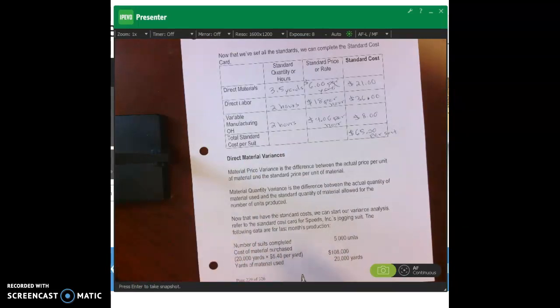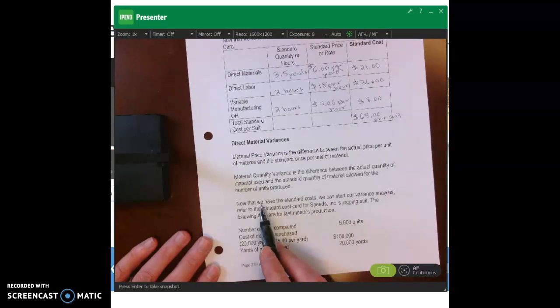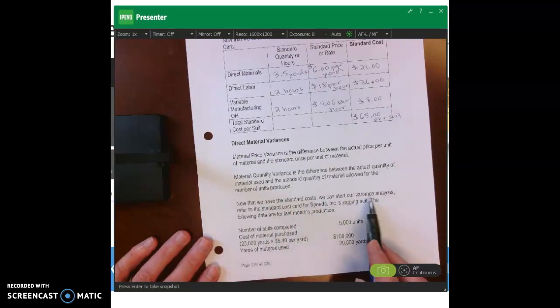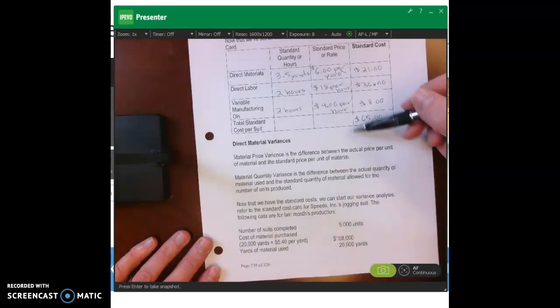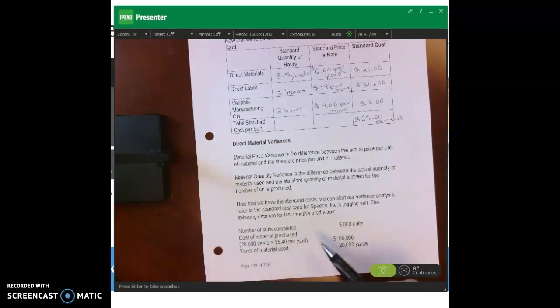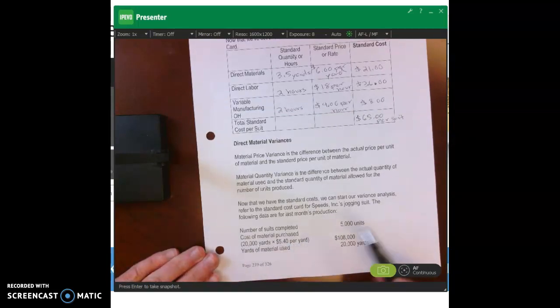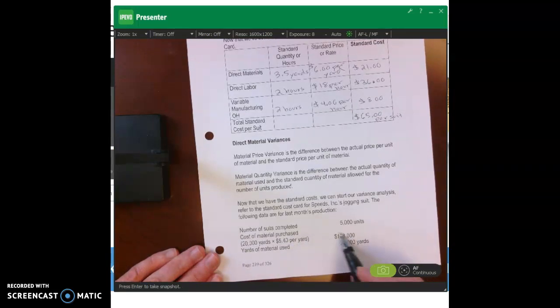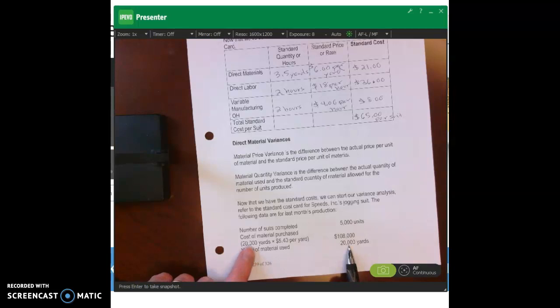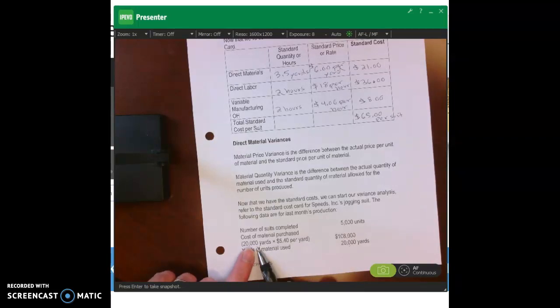Okay? So let's go ahead and look at, says, right now that we have the standard costs, we can start our variance analysis. And we can refer to our standard cost card right up here to help us out with our variance analysis. Okay? We can see that we had 5,000 suits that we completed. Our cost of the material purchase was 20,000 yards at $5.40 per yard, which gives us $108,000 total that we paid for our materials. And then we used 20,000 yards. Now in this case, the 20,000 yards used is the same as the 20,000 yards that we purchased.